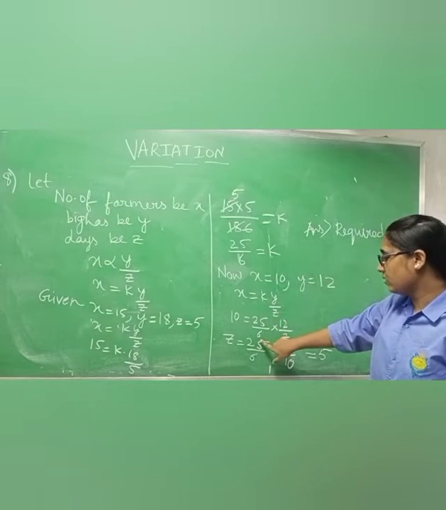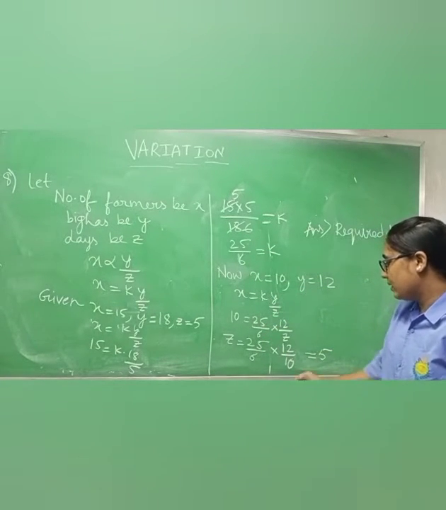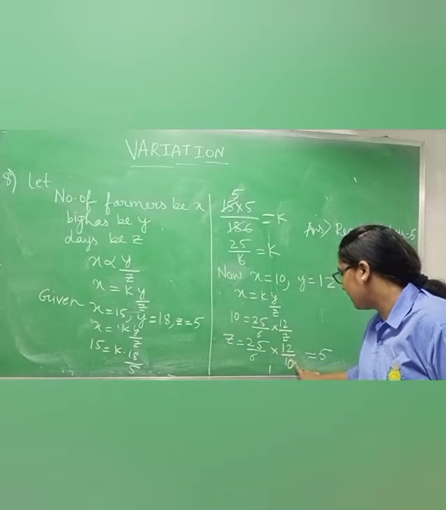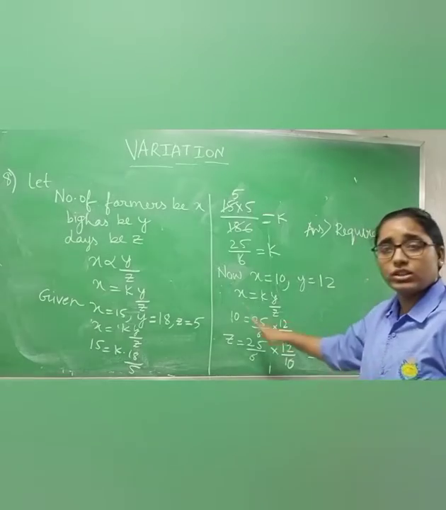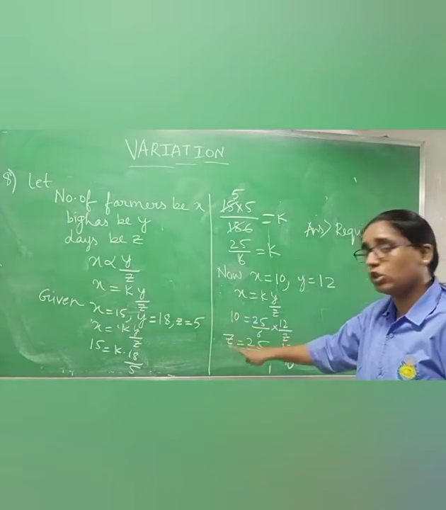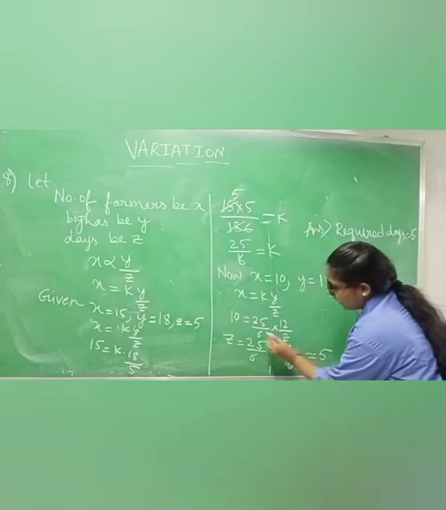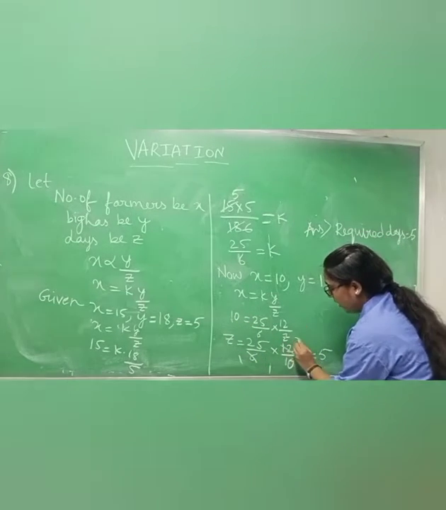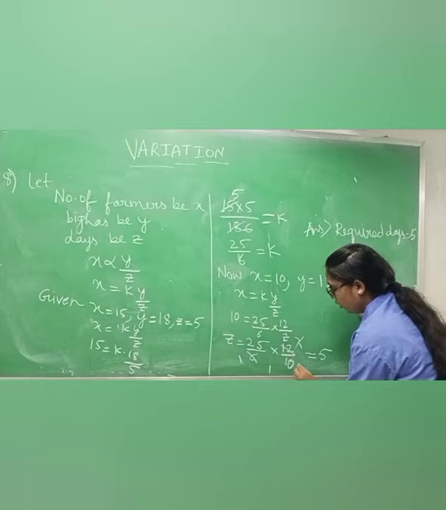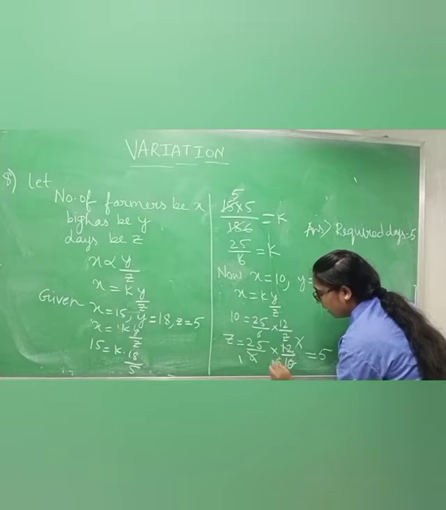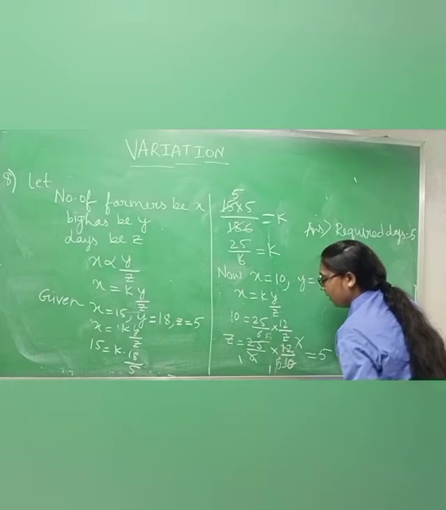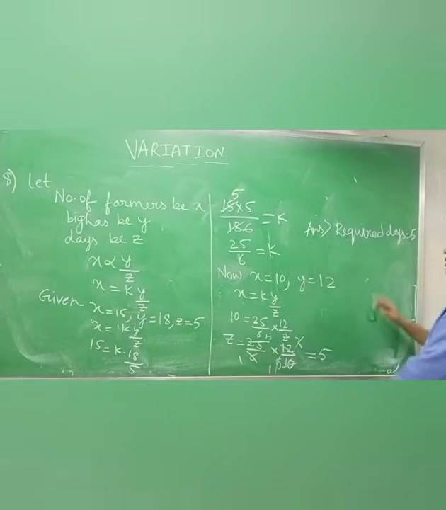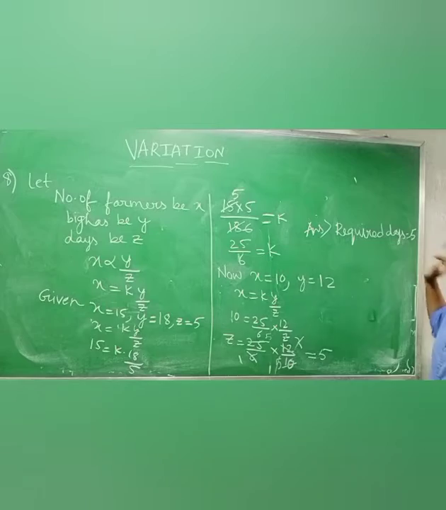25 by 6. Okay, now you have to cancel this one. What I am doing, I am taking this side and this 10 this side. I am just changing their place because I have to find the value of z, not 10. So z I am taking this side and 10 I am taking this side to cancel. 6 1s are 6, 6 2s are 12, 2 1s are 2, 2 5s are 10, then 5 1s are 5, 5 5s are 25. Okay, how many days are we getting? 5 days. z equals 5, required days equals 5.